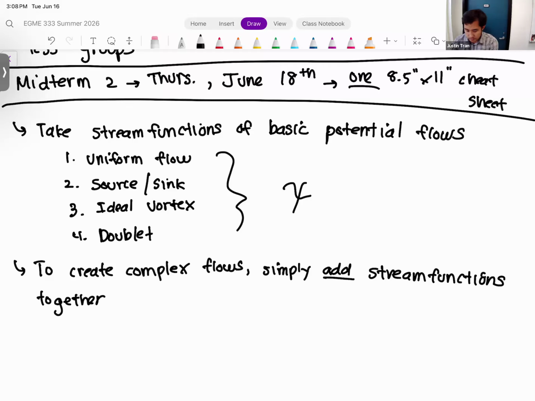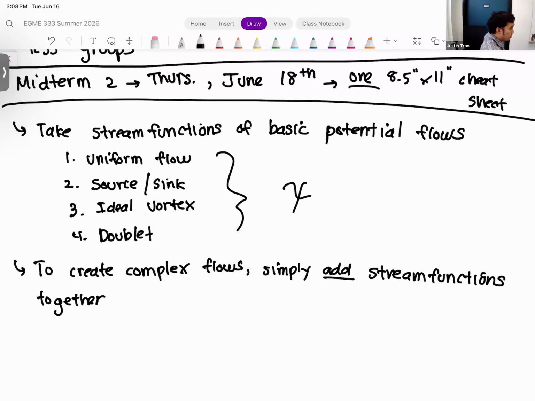So for example, one example that we spent a lot of time on last Thursday was the half body. The half body is a combination of the uniform flow and a source. Okay. So you add those two, you get flow over this almost oval or elliptical shaped shape, or the half body.